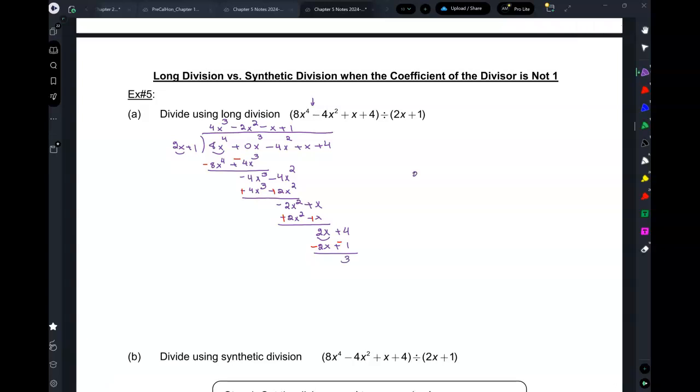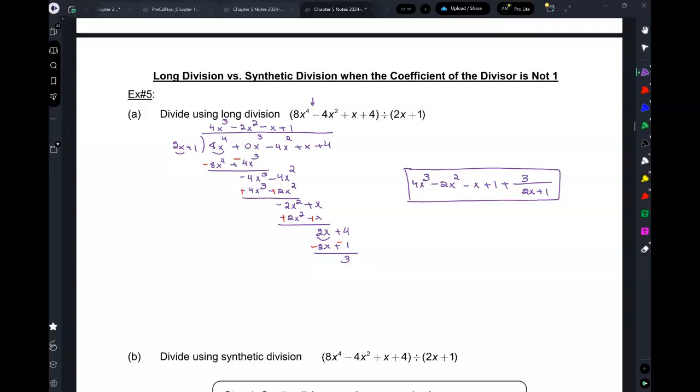So I get 4x cubed minus 2x squared plus 3 over 2x plus 1. Now, don't go ahead of me for the next one. There is a special case here. Okay?